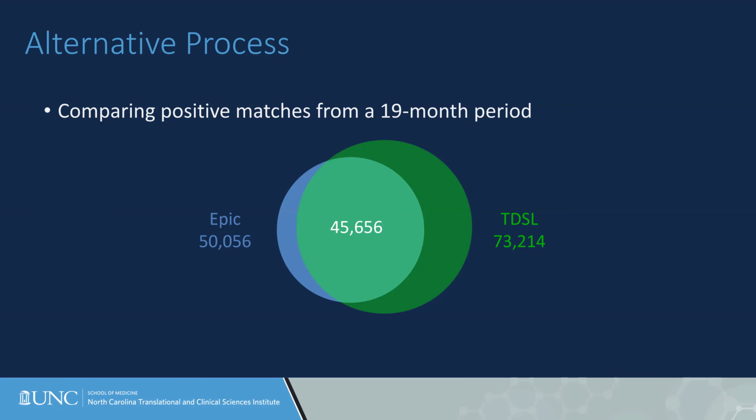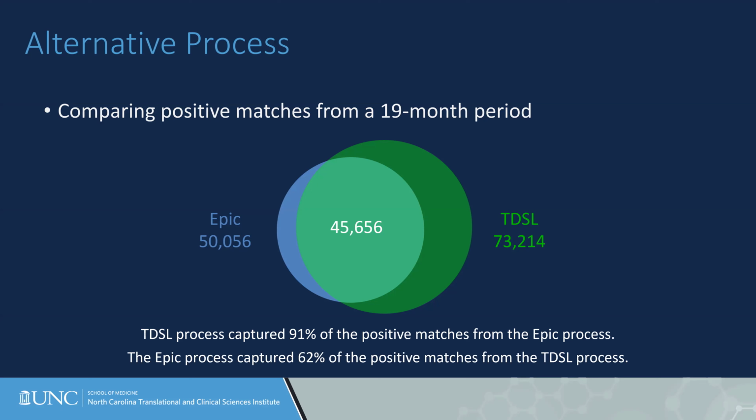Now, again, we can't speak to the breakdown of false positives versus true positives in the Epic results in particular here, because we just don't have that data. But another way to look at these is that our process is capturing 91% of the positive matches that come out of the Epic process. And the Epic process is capturing about 62% of the positive matches that come out of our process.